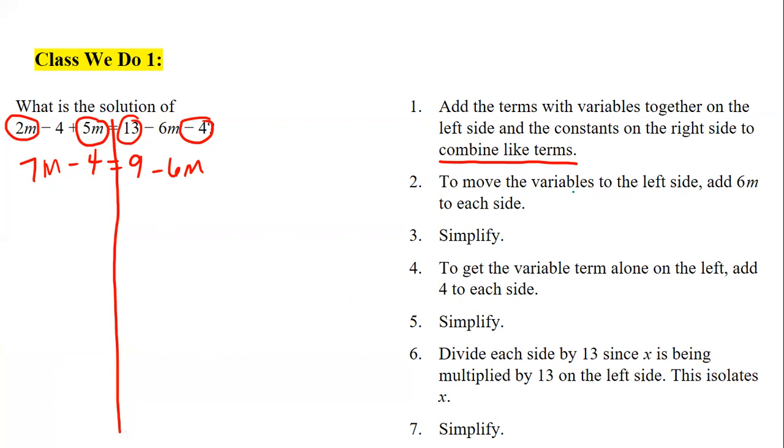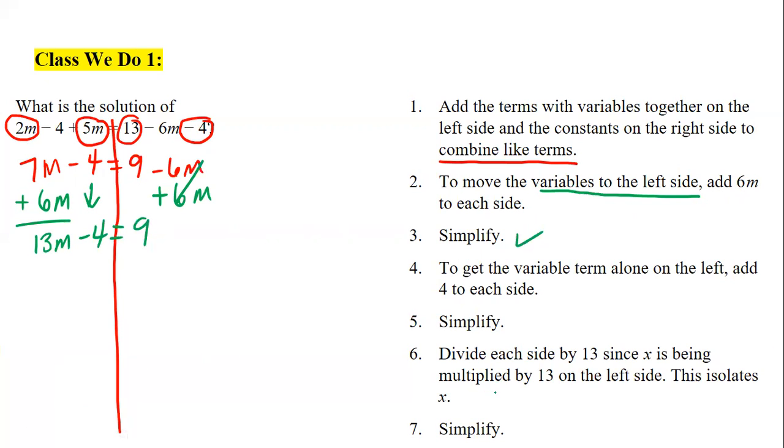Move the variables to the left side. So I'm moving the variables to the left side. So what variable needs to be moved? Negative 6m. What is the inverse operation of subtracting 6? Addition. So I'm going to add 6m to both sides. Now I'm going to simplify, and I'm left with 13m minus 4 equals 9. Done.